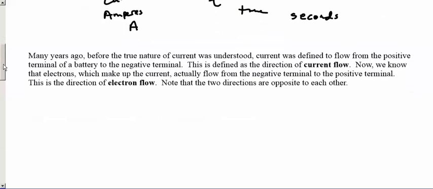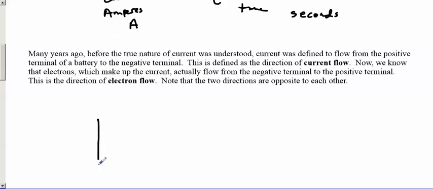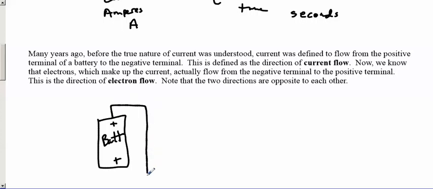Before they understood many years ago what current was, they defined current as going from the positive terminal of a battery to the negative terminal. So if I draw my battery here, if this is plus and this is minus, they had it going from the positive terminal to the negative terminal. Current goes in this direction.